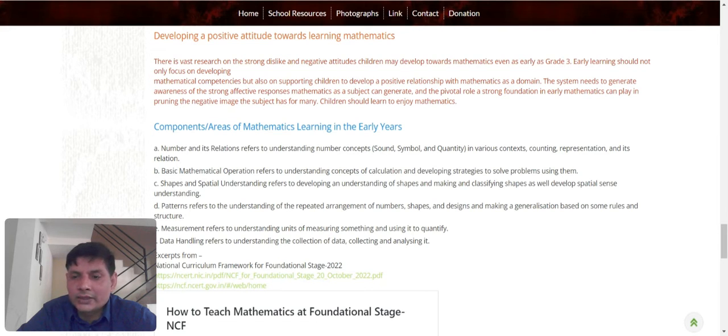spatial sense understanding. Pattern refers to the understanding of the repeated arrangement of numbers, shapes, and design and making a generalization based on some rules and a structure. Measurement refers to understanding units of measuring something and using it to quantify. Data handling refers to understanding the collection of data, collecting and analyzing it. So I have taken all these concepts from the National Curriculum Framework for Foundational Stage.